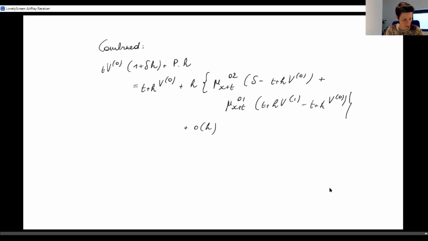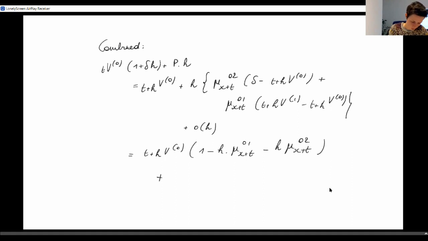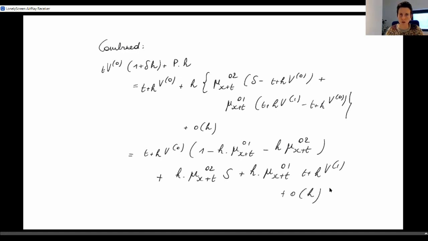Okay, so what I'm going to do now is I'm just going to rearrange this whole expression, and I'm going to write it as follows. So I put the t+hV0 on top. I have then 1 minus h times mu x+t 01 minus h times mu x+t 02, plus h multiplied with mu x+t 02 times S, plus h multiplied with mu x+t 01 times t+hV1, plus little o of h. So that's just the rearranging of the terms, where I put everything that is using the t+hV0 together, and then I've got the term that is coming with the lump sum S, and I've got the expression that comes with the policy value at time t plus h for a policyholder in state 1.